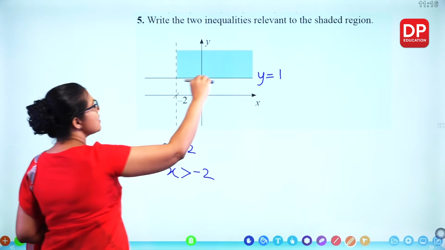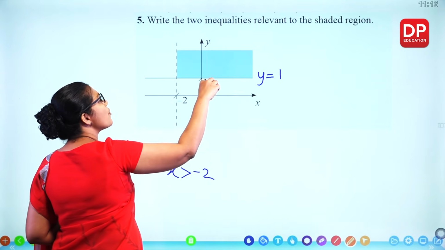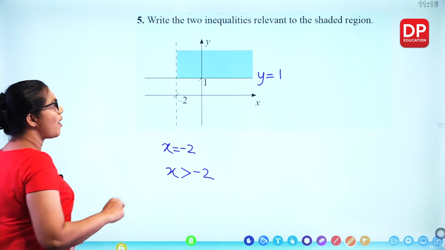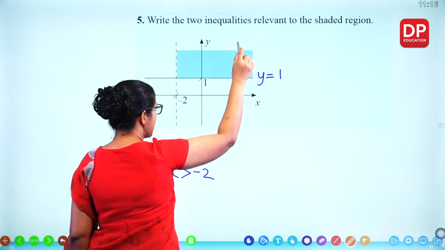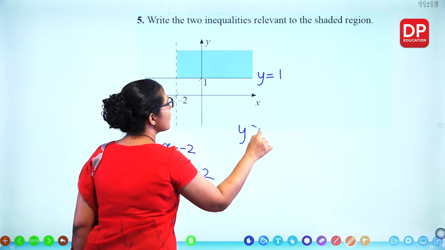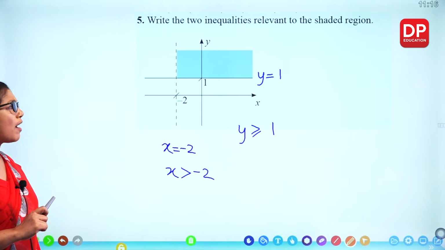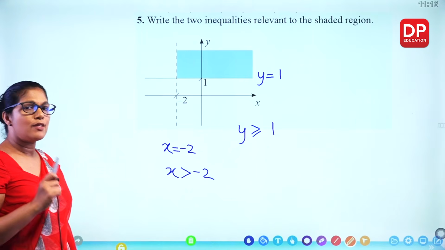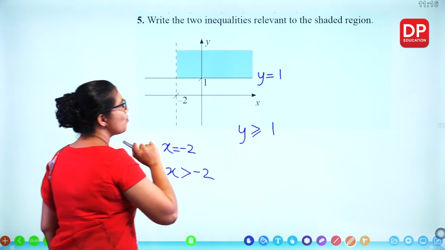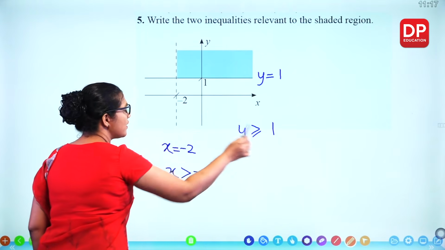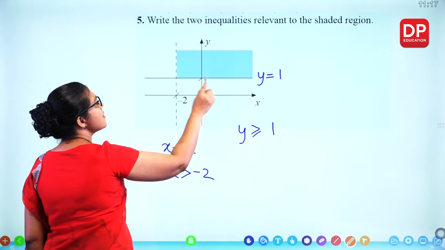When you take this one, on this side the y values are greater than 1. So how can I write this? y is greater than or equal to 1. Why is this equal to 1? Because this is a continuous line, so 1 is also included. So y greater than or equal to 1. Both these inequalities are satisfied in this region.